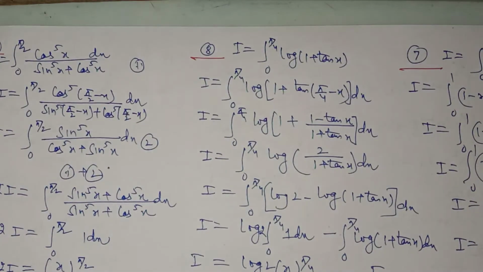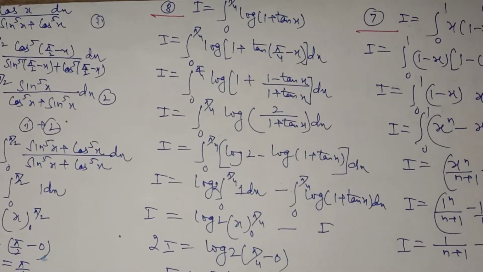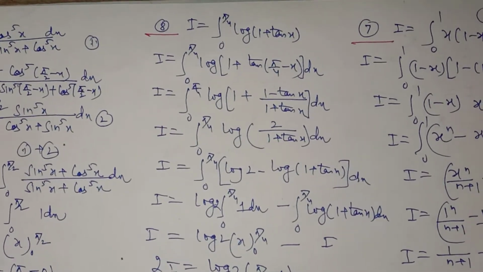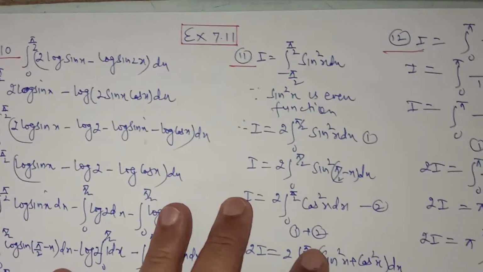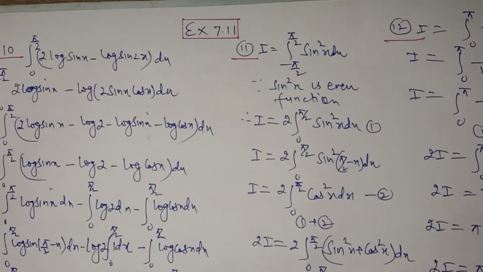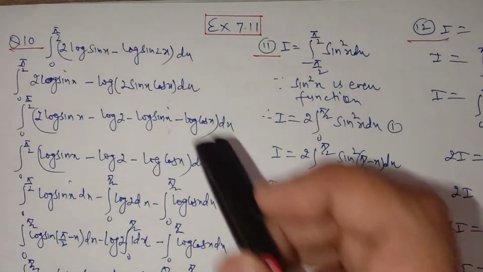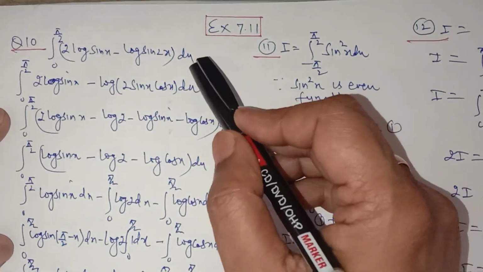Now we have done up to question number 7. Now let us take question number 10. The remaining we'll do after these questions. In question number 10, see the terms very carefully. It is from 0 to pi by 2 of log sin x minus log sin 2x with respect to x.